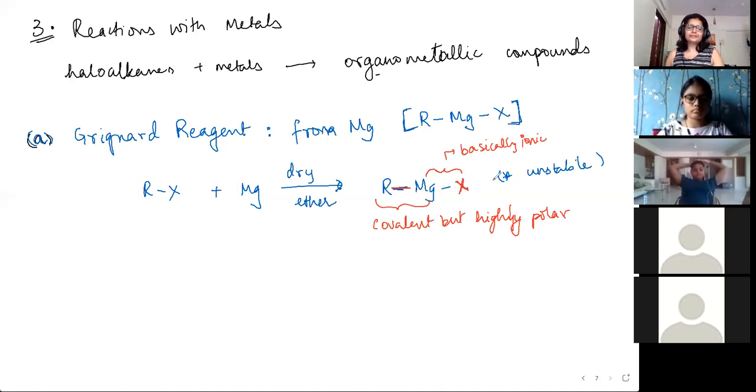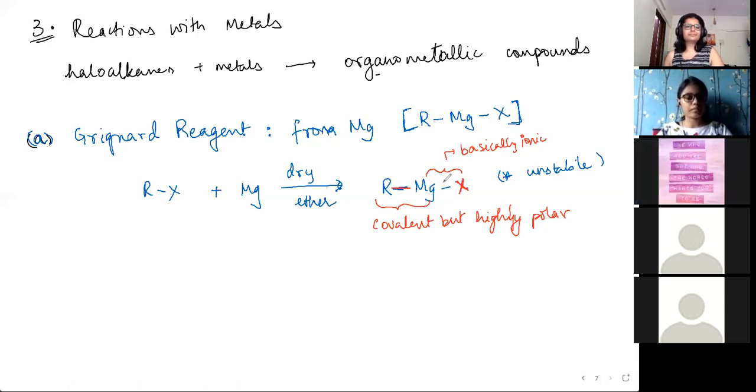So for all practical purposes, it's basically ionic, even though it's represented like this. So it's two types of different bonding in one simple molecule, and that's why it's highly unstable. That's one of the reasons. This electropositive part doesn't mix well with covalent. It can easily break.